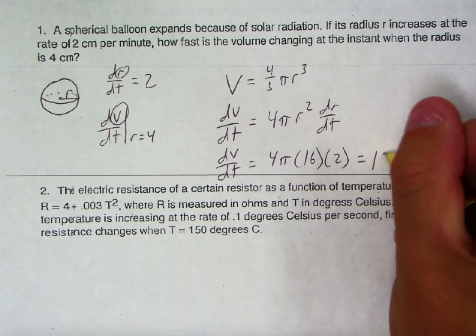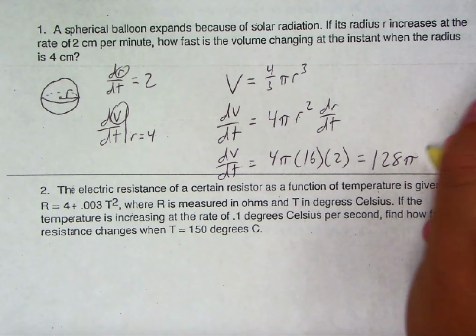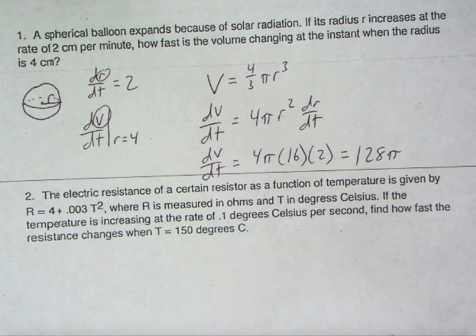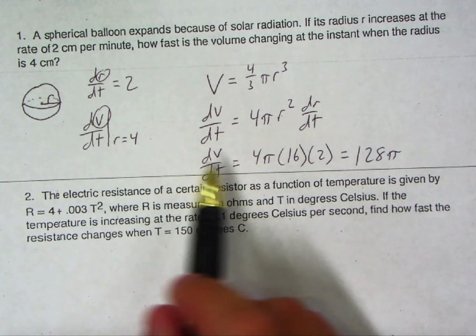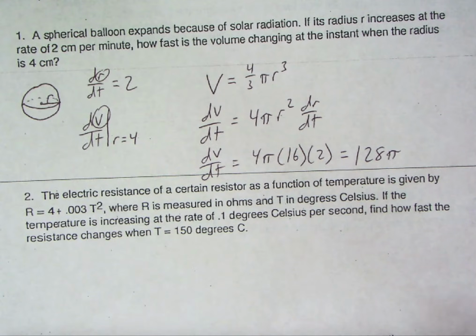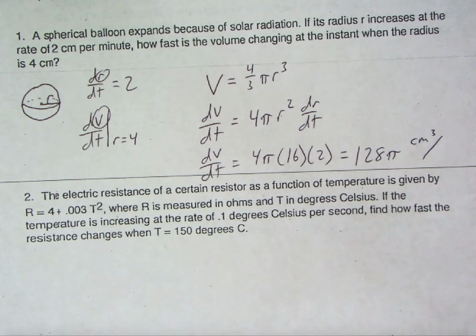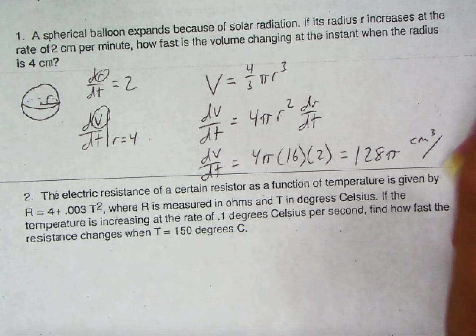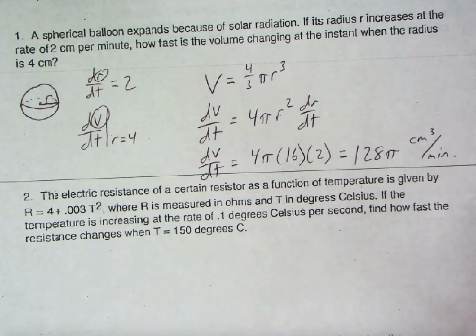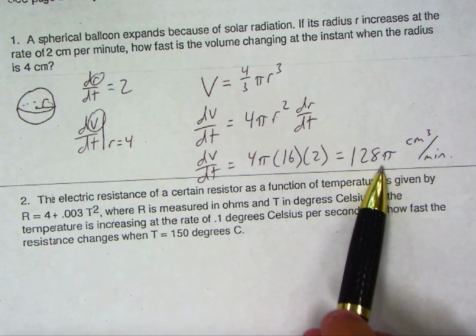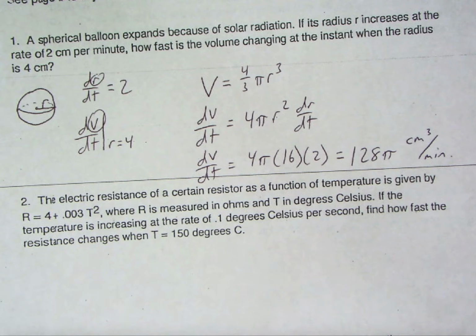128 pi. And then we have to put units. It's kind of like we're finding velocity essentially, so it's going to be units per second or whatever. In this case, volume is cubic centimeters per, in this case, minute. That's how fast the volume is changing at the moment the radius is 4 centimeters.